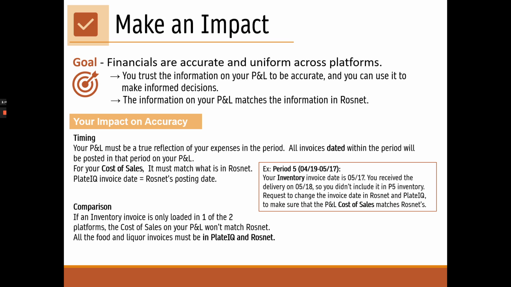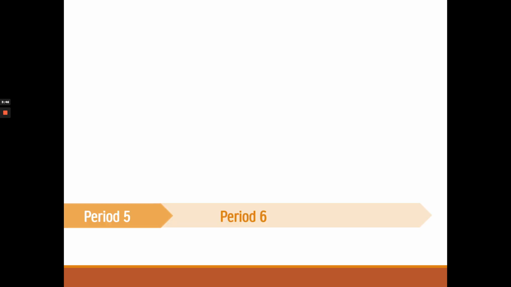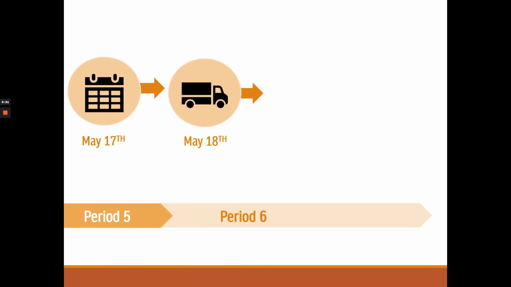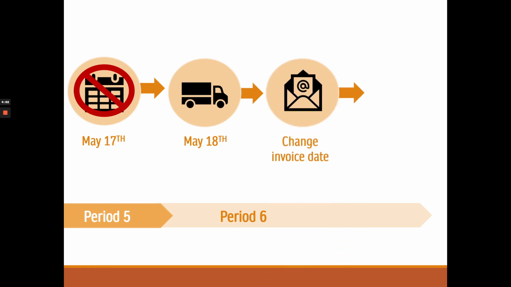All invoices dated within the period in PlateIQ will be posted in that period on your P&L for your cost of sales. Say, for instance, that your food invoice date is May 17th, but you received your truck overnight on May 18th, so you did not include it in P5 inventory. You need to request to change the invoice date in PlateIQ. Otherwise, if the date of the invoice is May 17th, it's going to be included in P5 inventory on your P&L. If the invoice date has been changed to May 18th, you're good.